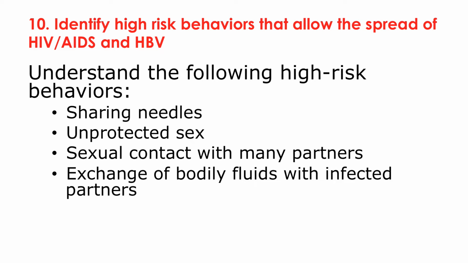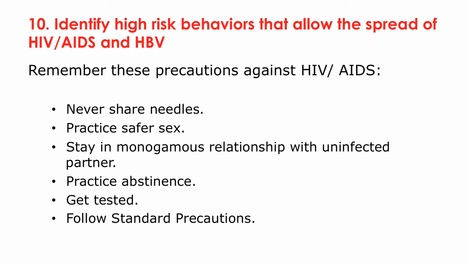So let's understand the following high-risk behaviors that can cause problems of getting some blood-borne infections. You have your sharing of needles for drug users, unprotected sex, sexual contact with multiple partners, exchange of body fluids with infected partners. Just like you can actually spread this if you're kissing somebody who has an infection in their bodily fluids.